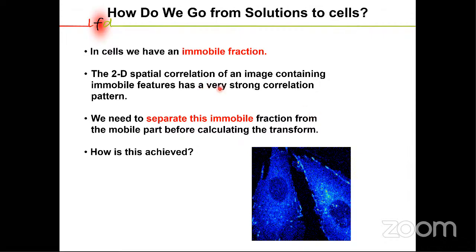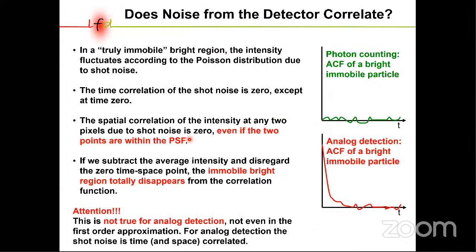What about cells now? Because if you have a solution, you might as well do single point FCS because the solution is supposed to be the same everywhere. So what about cells? In cells, we have an immobile fraction. The 2D spatial correlation of an image that has immobile features has a very strong correlation pattern. And we need to separate this immobile fraction out before we can get the information about the dynamics of the molecules. So how can we do this?